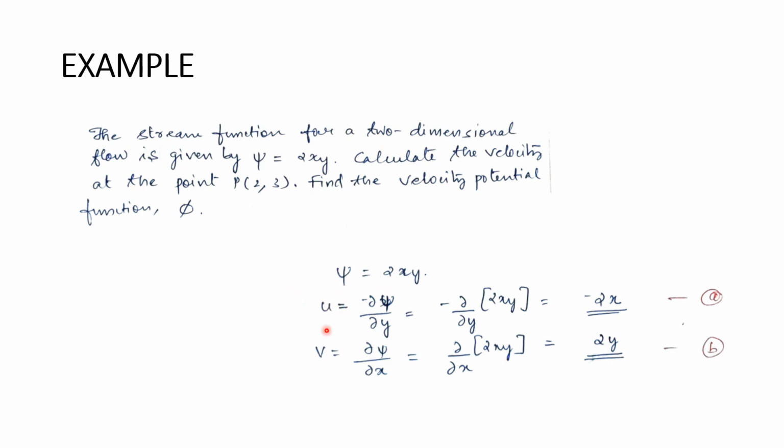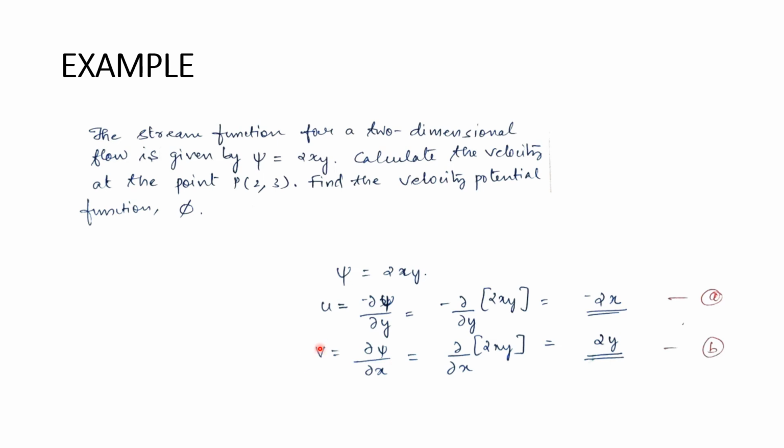So how do you solve it? You first find the velocity in the x and y directions. u is equal to minus dou psi by dou y. First we are trying to find u. u is equal to minus of dou psi by dou y. That means minus of dou by dou y of psi, which is equal to 2xy. So differentiating that with respect to y, it would be minus 2x.